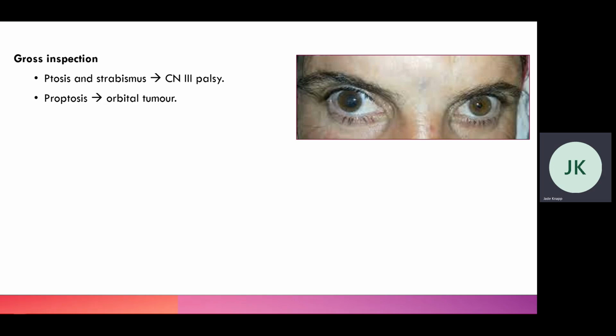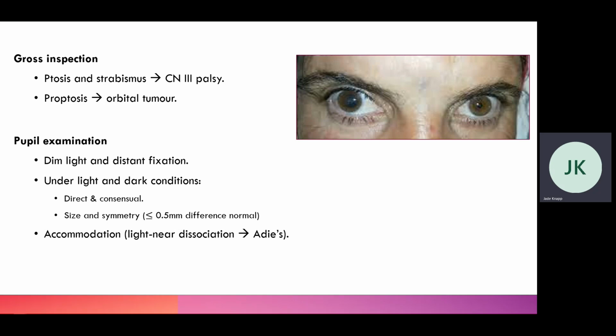So first of all, gross inspection. So do they have ptosis and strabismus? Strabismus means a turned in or out eye. So we talked about that, worried about third nerve palsy. Do they look like they've got proptosis? The whole eyelid is bulging forward. Well, then they might have a tumour in the eye socket, which can affect sympathetic or parasympathetic. Okay, so that's just standing back, gross inspection, always a good principle in medicine.